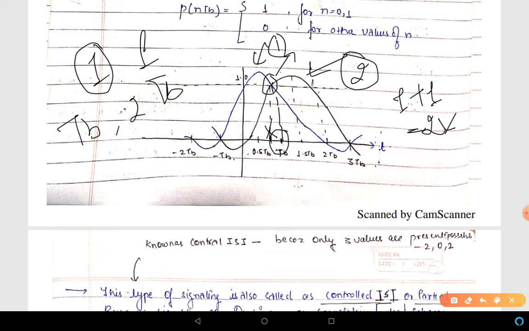Now we will see that this intentionally introduced interference, which is called controlled interference, or also called partial response signaling, can be easily detected by using an appropriate decision rule at the receiver. We will see this now.